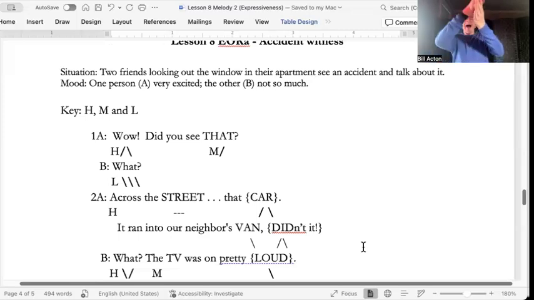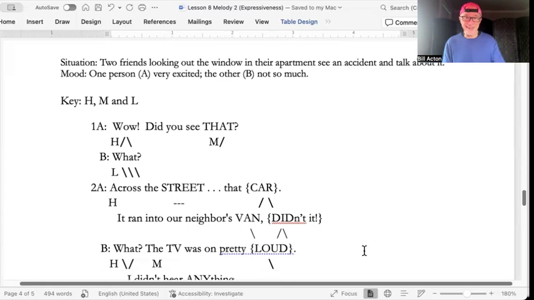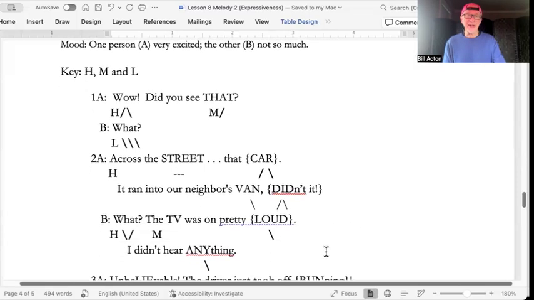So it's wow. Did you see that? So high, mid. Wow. Did you see that? A said that. Then look at B, just says what, but it's really low. So it's going to be a fall way down here. So what? What? In other words, B is not too interested, right? Okay.